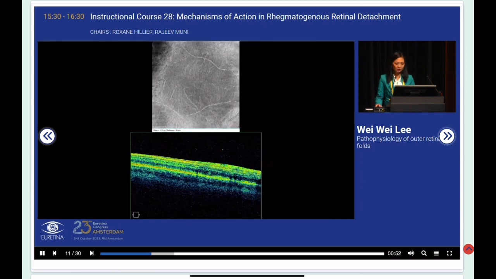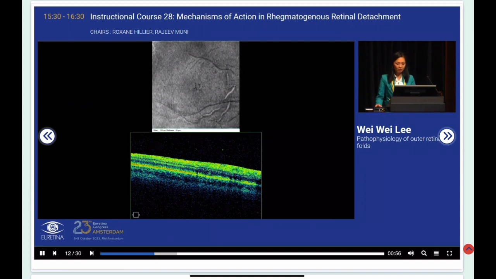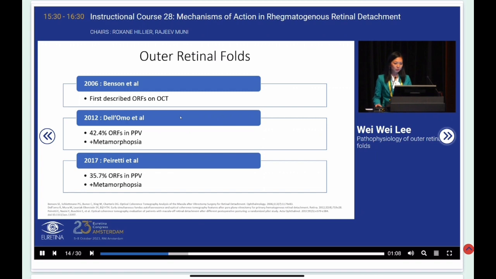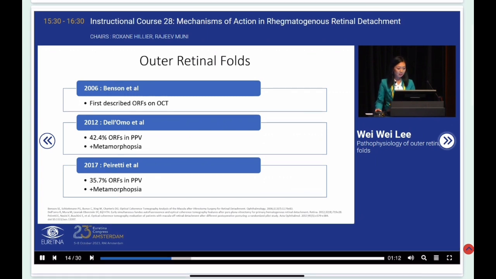But as we take a closer look at the en-face and cross-sectional OCT scans, we found that there was presence of a hyper-reflective curvilinear line, and this corresponded with the protrusion seen on the cross-sectional scans. So these are outer retinal folds. Outer retinal folds were first described by Benson et al. in 2006. Subsequently, Dell'Omo and Pieretti demonstrated that incidence of outer retinal folds was fairly high after vitrectomy, and that they were associated with worse functional outcome.